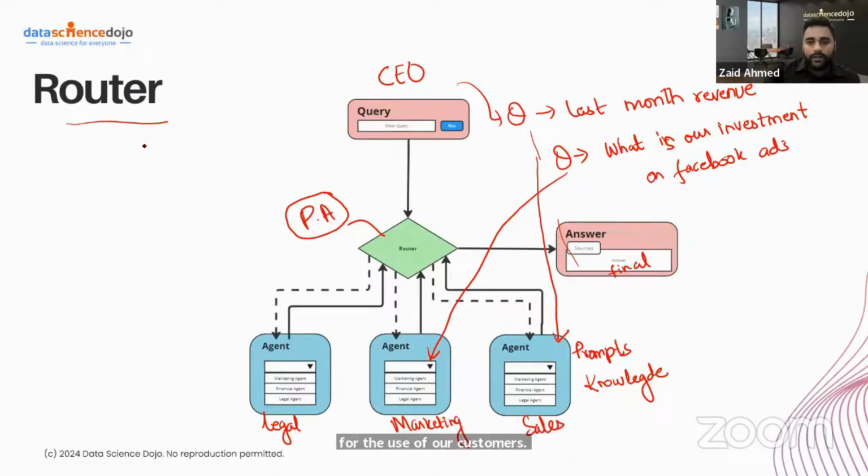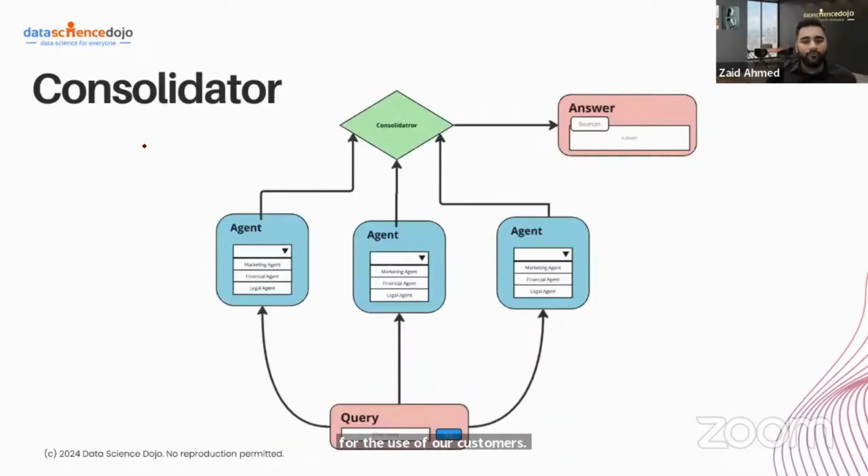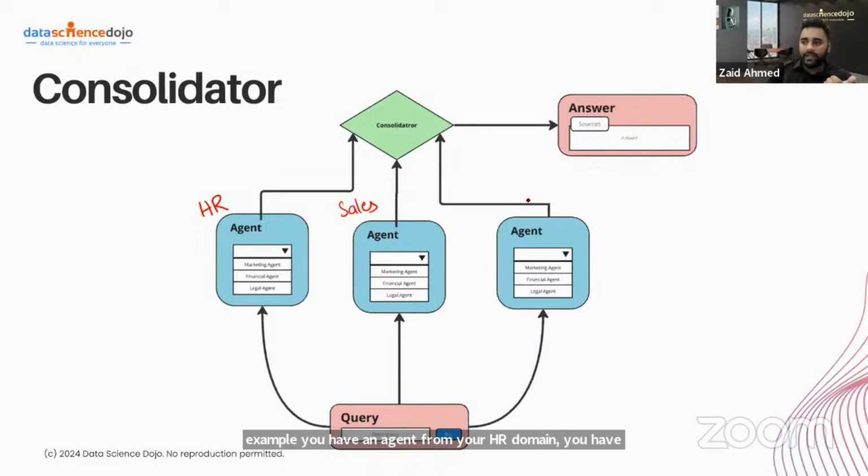As we move forward, we also have an example of a consolidator workflow. Consider the consolidator like this. Let's say you have three different agents, and let's take a similar example. You have an agent from your HR domain, an agent from your sales domain, and an agent from your legal domain.